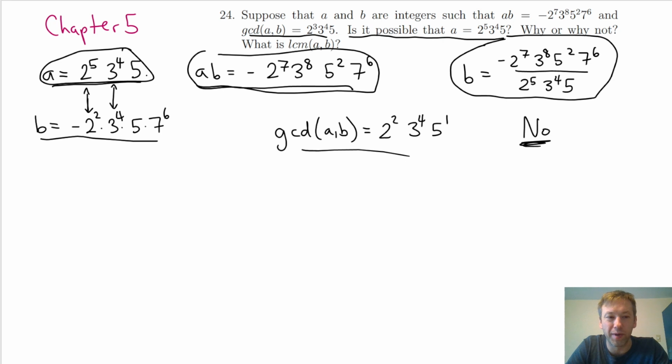I guess there are other ways you could explain that as well, but anyway. Okay, what is the LCM of A and B? I don't really, at this point, know what the question's asking anymore, because is it saying under the assumption that A is equal to this? I guess not.